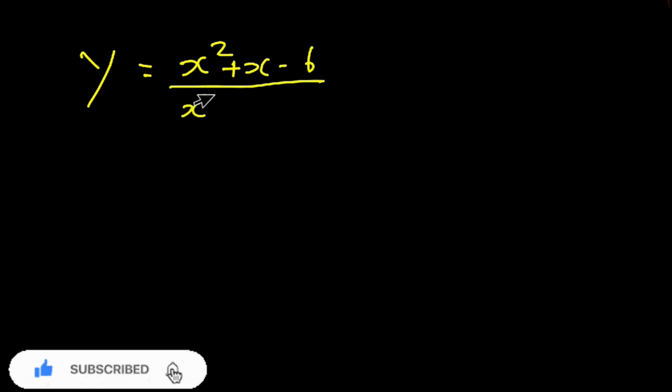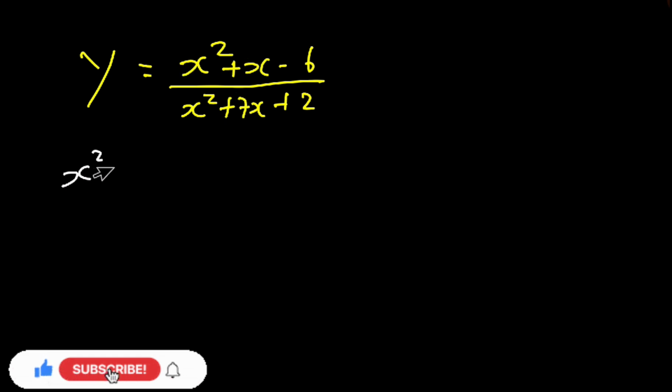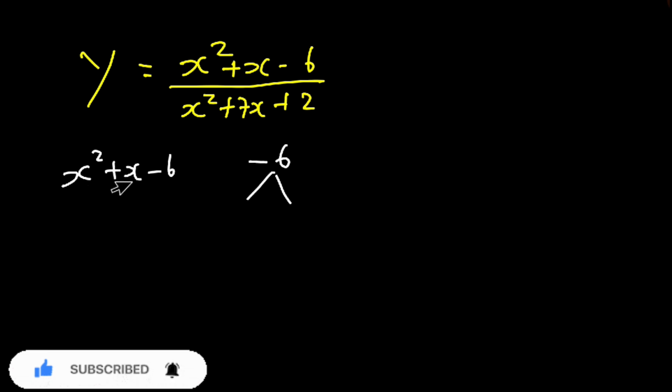y is equal to x squared plus x minus 6, divided by x squared plus 7x plus 12. The first thing we need to do here is to factor out the numerator and the denominator. So let's focus on the numerator. We have x squared plus x minus 6. So two numbers that will multiply to get -6 but add to get 1. Then those two numbers are 3 and -2. 3 times -2 is -6. 3 minus 2 is 1.